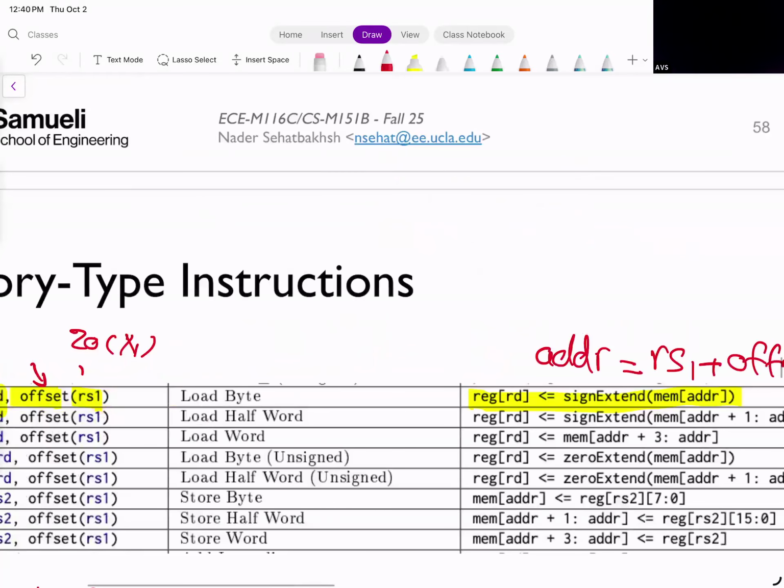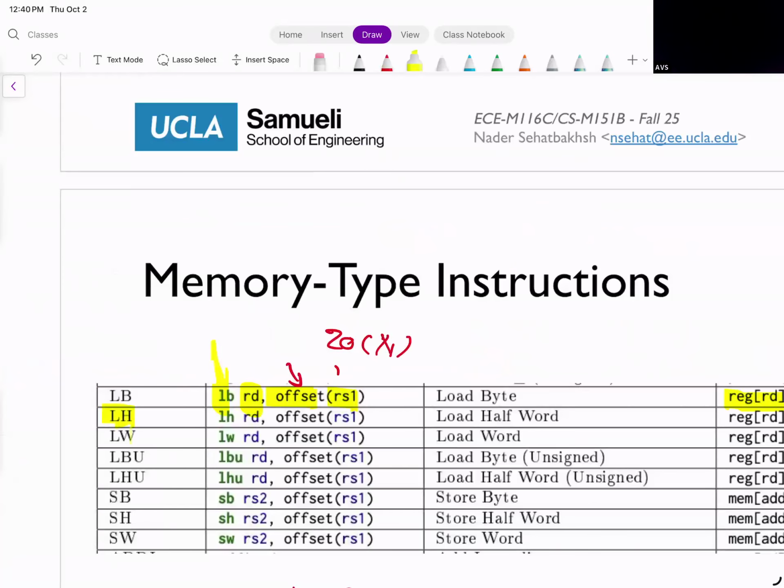And then same story with LH and LW. The addressing does not change. I think someone asked last time that if I want to read 4 bytes, do I provide 4 addresses or just 1 address? The answer is you only provide the first address, the beginning of those 4 bytes. That's the address that you provide. The memory understands that it needs to forward 1 byte, 2 bytes, or 4 bytes. You just provide the first address, okay?